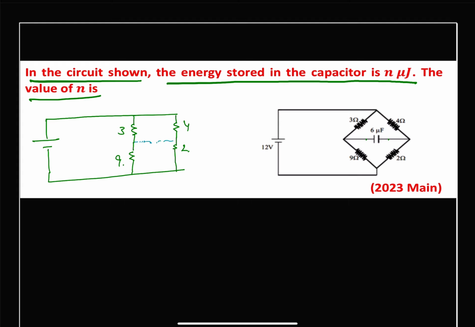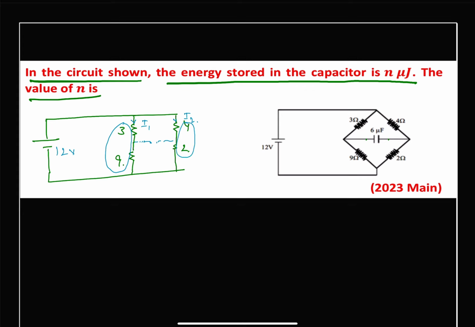So we have this 12 volt supply given to us. Let us suppose the current flowing through here is our I1 and here through I2. Now the voltage source is in parallel with both 3 plus 9 and here it is parallel with 4 plus 2.